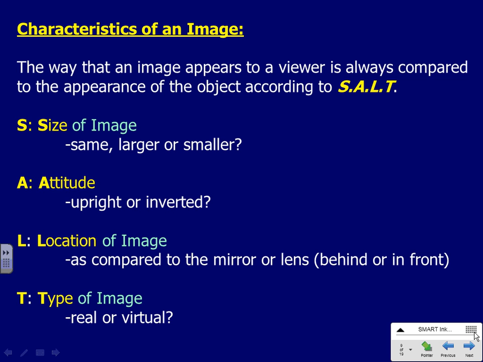An example of a real image? Well, this image right here is real. I can project it onto something. And the light that is making that image is actual real light. So we've got actual real light striking the screen and then spreading out towards you, and you're seeing this real image right here. We can make real images with curved mirrors. I'll explain to you later when we get to curved mirrors.